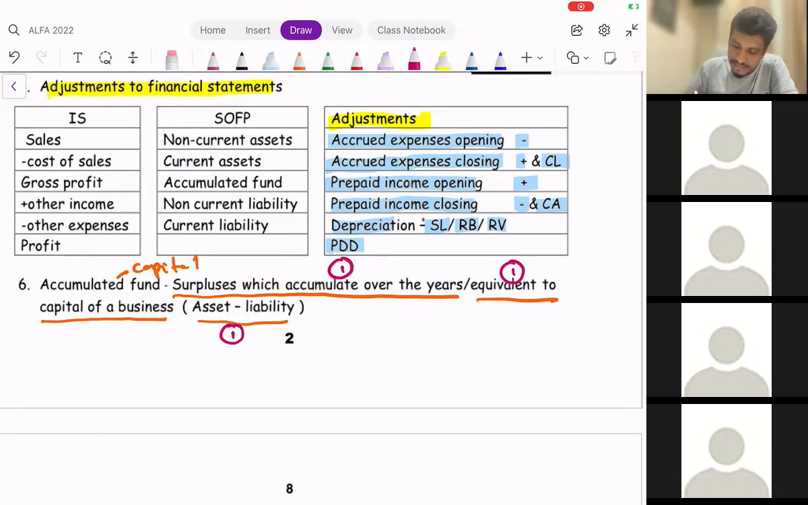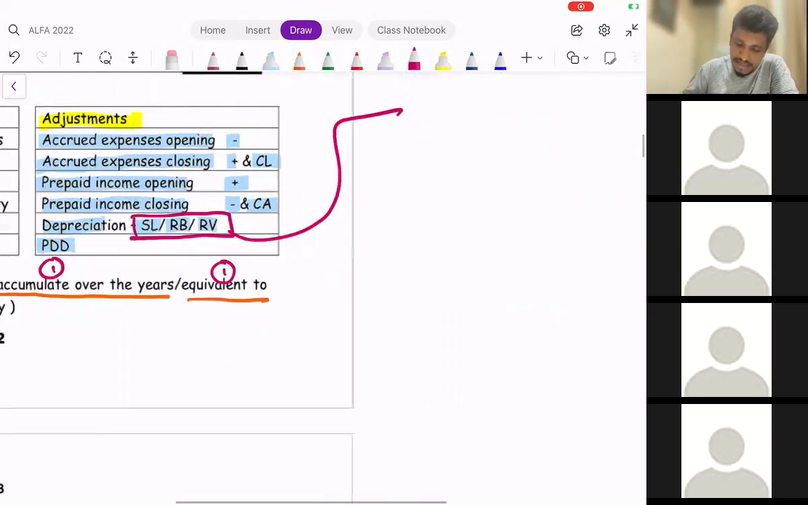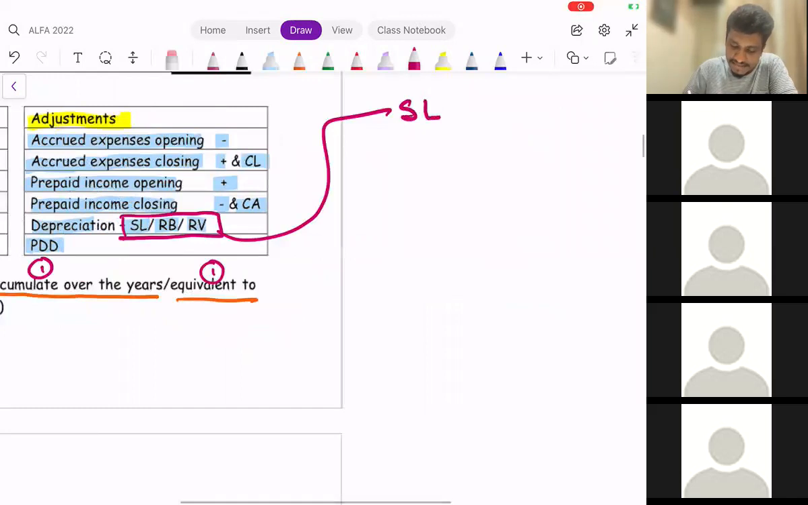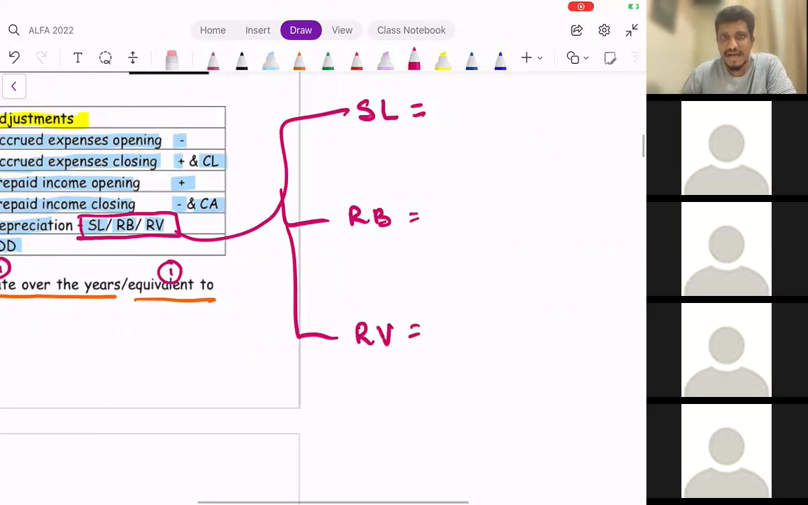Okay, one student asked me to explain this, so let me explain. Depreciation. First one is the straight line method. Second one is the reducing balance method. Third one is the revaluation method. Straight line, reducing balance, revaluation method.